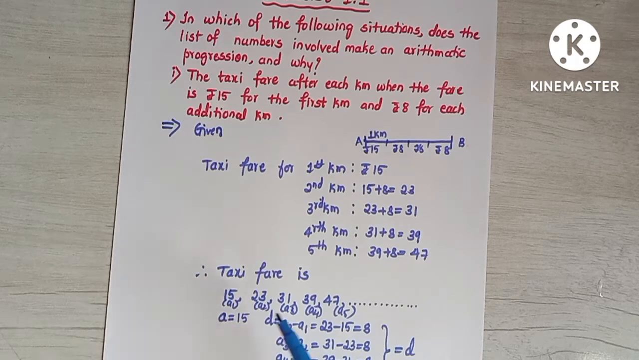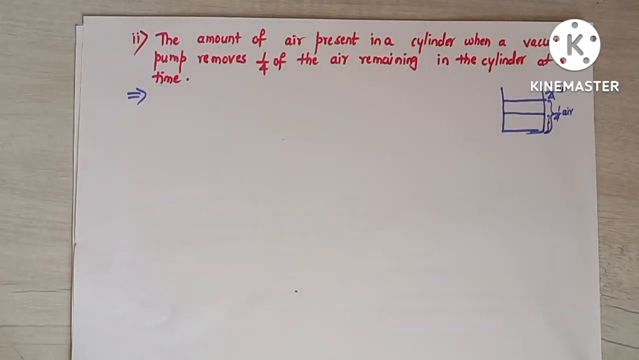After calculating this, we have to check whether this forms an arithmetic progression or not. In order to check that, we have to take the first term and then the common difference. So here the common difference is a2 minus a1, that is 23 minus 15, which is equal to 8. After calculating the difference, if the difference is common, then the given series forms an arithmetic progression. So let's see the second question of the first main.